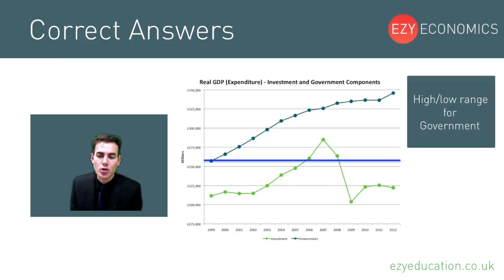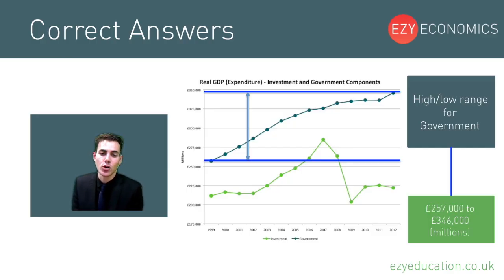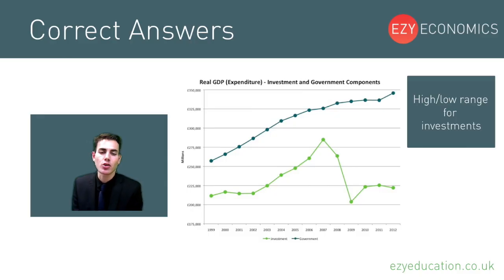Its lowest point took place in the very first year of the data series, which was 1999. And its very highest point took place in the very end point of the data series, which was in 2012. So that represents the difference between the high and low values for the government. So therefore, if we read off the values at those particular points, we can get the high and low range, which was £257,000 million to £346,000 million.